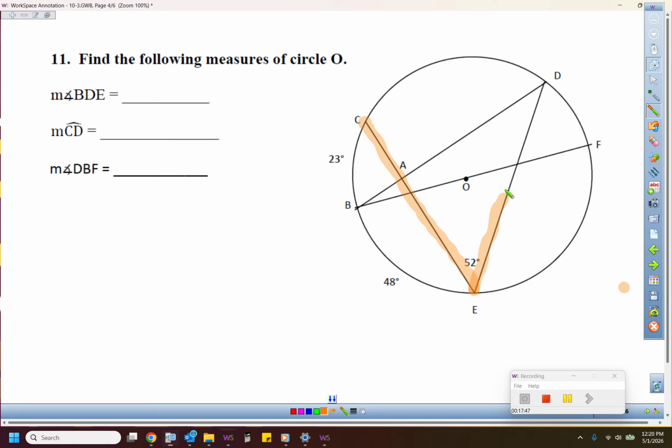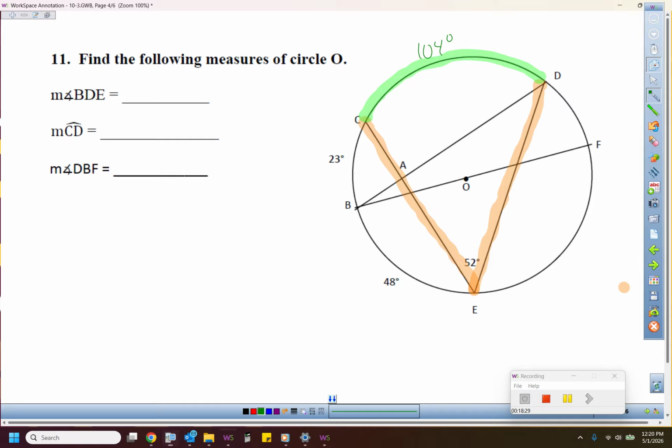Here's this 52. Ask yourself this question: where is the vertex? Inside, outside, on, or center? Where is that 52? It is on. Then you have to find the arc that is contained by that angle. You can squiggle it or whatever. It is that one right there. How much should that measure, the same or 2 to 1? 2 to 1, because we're on, and the arc is always bigger. So times 2, how much is that green arc right there?